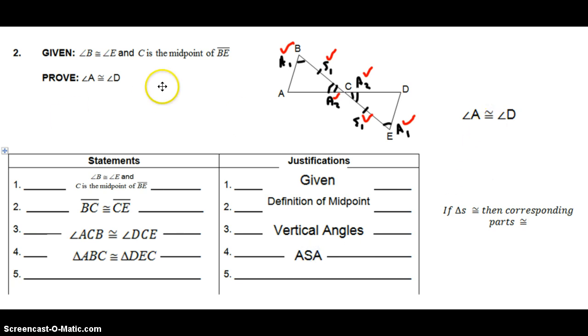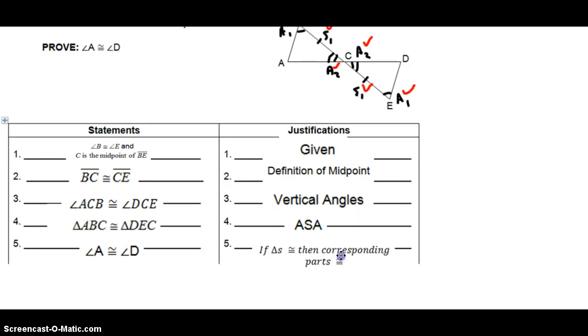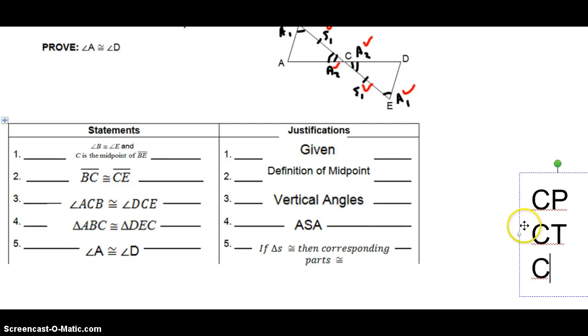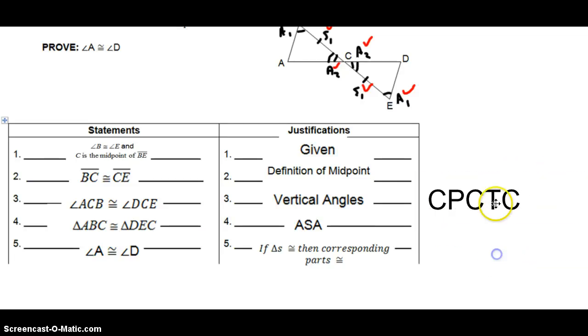And the very last statement then, once you've proven the triangles are congruent, we know all the parts in the triangle must be congruent. So angle A is congruent to angle D by this if-then statement, otherwise known as CPCTC. Corresponding parts in congruent triangles are congruent. And remember, we can think about that as an if-then statement. If the triangles are congruent, then the corresponding parts are congruent.